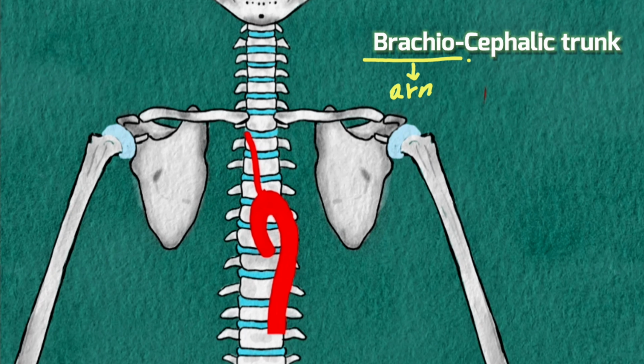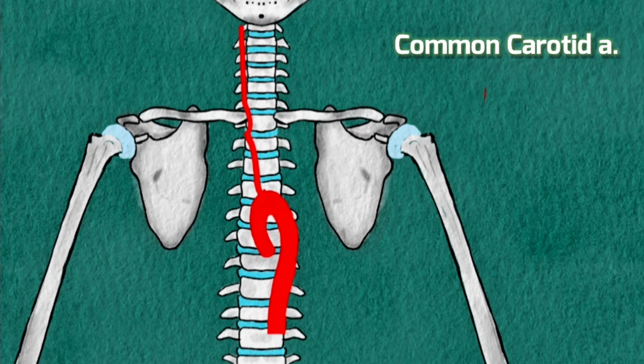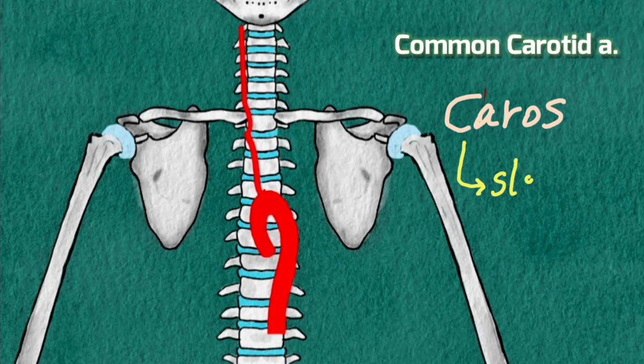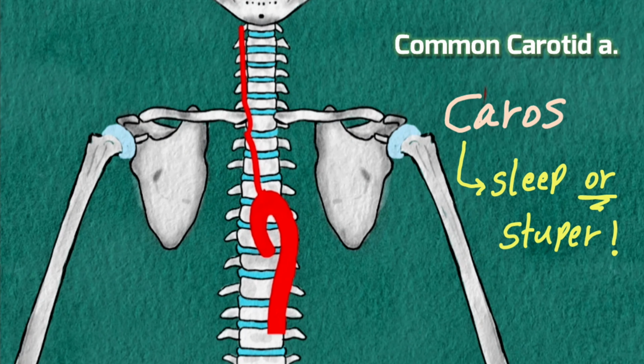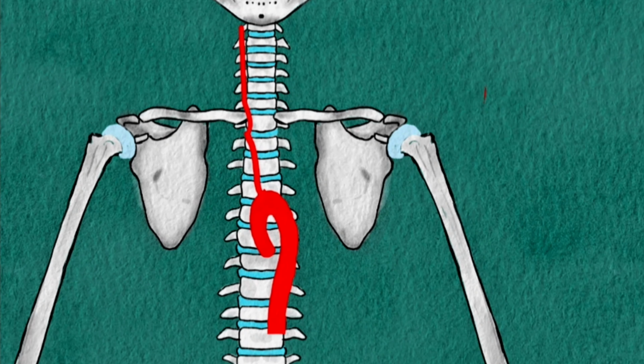Next we have the left common carotid, which will supply the head and the neck on the left side. This gets its name from the Greek root karos, which means sleep or stupor, deriving from the fact that blockage of this artery will lead very quickly to loss of consciousness. Lastly, we have the left subclavian artery, which supplies the left arm.